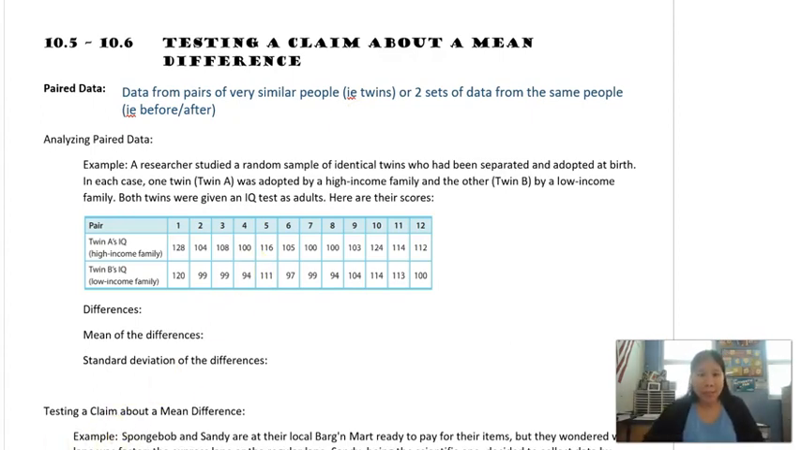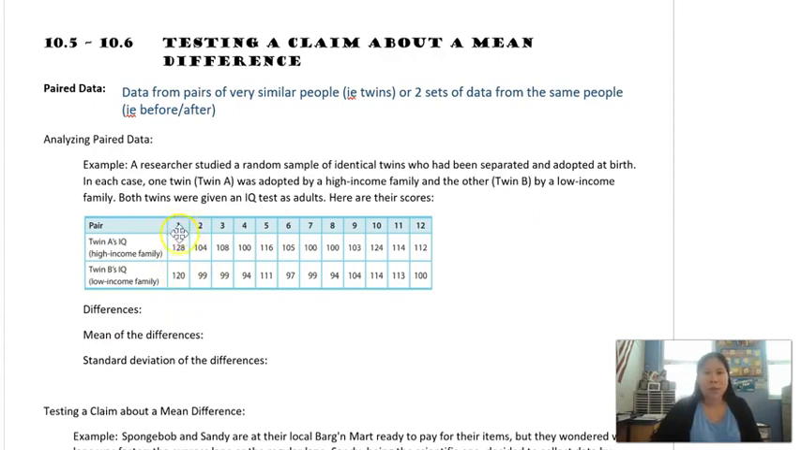So in order to analyze our paired data, what we want to do is to take our two sets of data and actually find the differences between each of the numbers. So in this case, we are looking at data from twins. They were separated and adopted at birth. In each case, one twin was adopted by a high-income family and the other twin by a low-income family. We want to look at their IQ test as adults. Here are their scores. So in order to find differences, all we're doing is just subtracting.